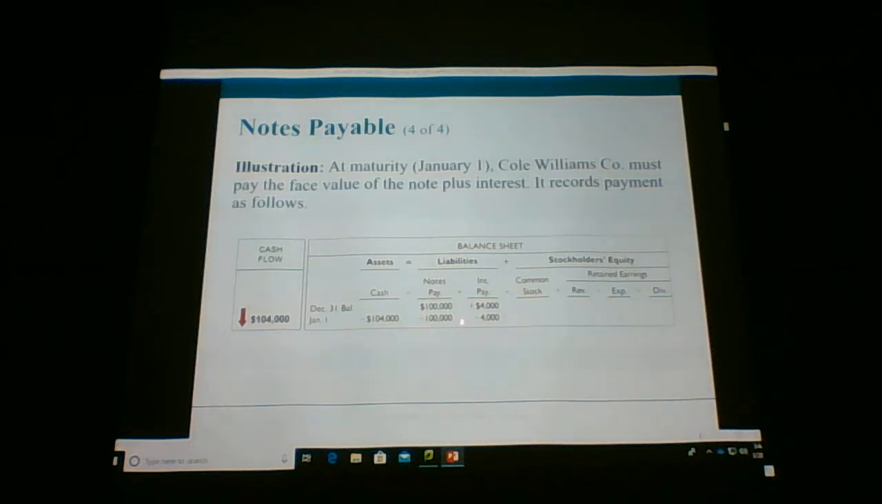Liabilities are going to go down by $104,000 because we paid the money. We satisfied that liability, the note payable, and we also satisfied interest payable. Again, the accounting equation stays in balance because assets have gone down by $104,000, liabilities have gone down by $104,000.